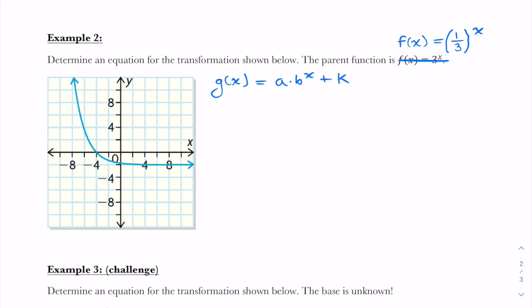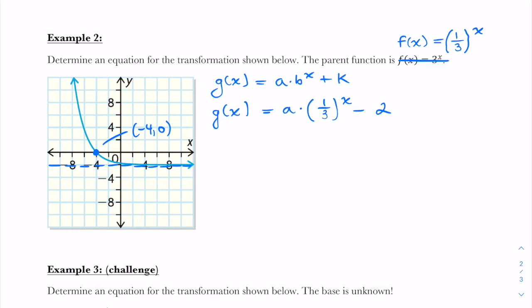Looking at the graph, it appears like the k-value, or the horizontal asymptote, is about -2. So we're going to plug that in along with the base. And now we pick a nice point. I'm going to choose this one. It's the x-intercept, and it appears to be (-4, 0). So I'm going to substitute that in.